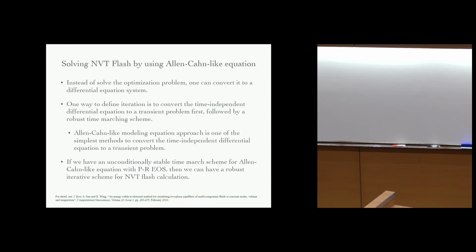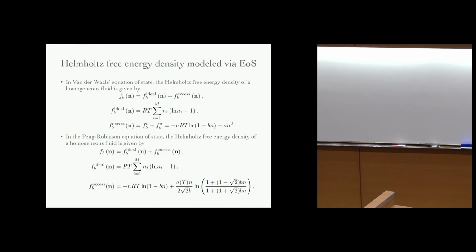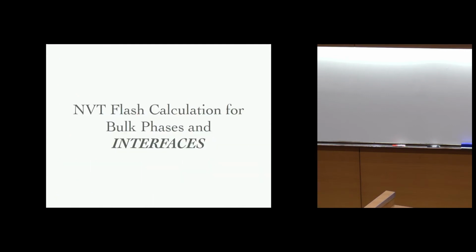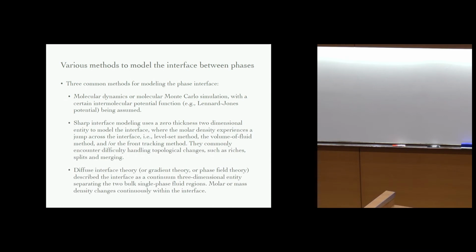The standard approach is just to solve the optimization problem, but now we can extend by using Alekan, which allows us to do this extension of the flash calculation idea to multiple dimensions. That actually gives us some information about the interface, and then we can predict, for example, the interfacial tensions. So I will skip some of the slides.